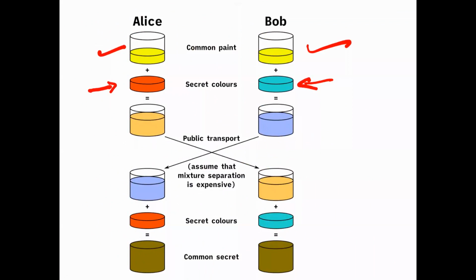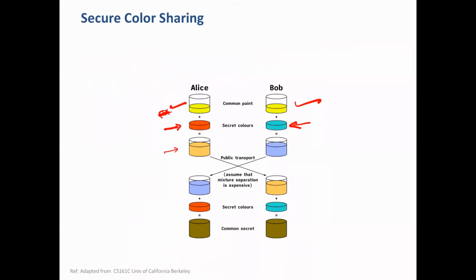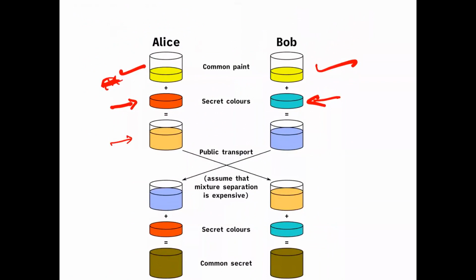Okay, and after mixing, Alice gets this color. Let's call it GA. The colors are different here, so just forget that for a minute.